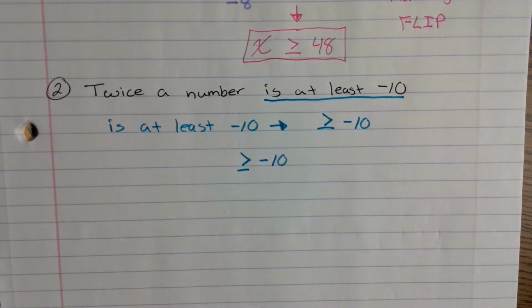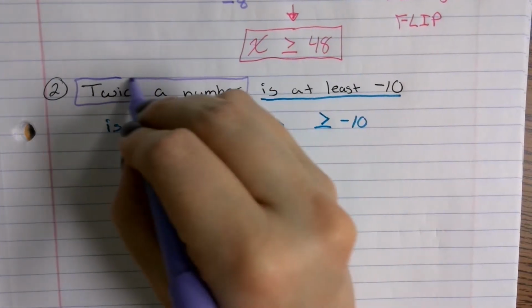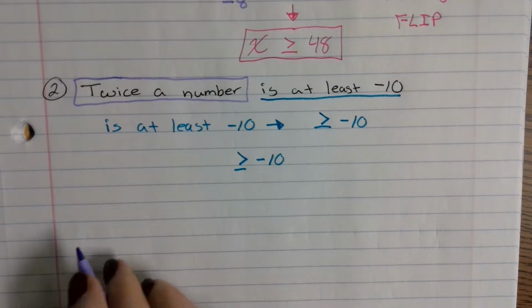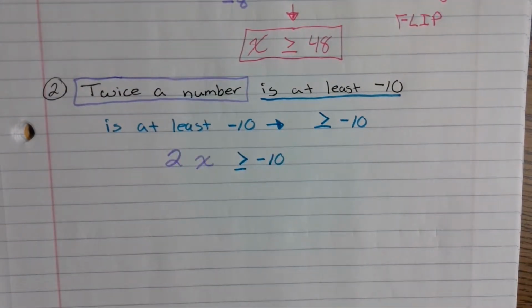Okay, the other portion. Twice a number. What is that representing? Multiplication. So that means it's going to be 2 times x. We get 2 times x. So there's our statement. Now we need to solve it.